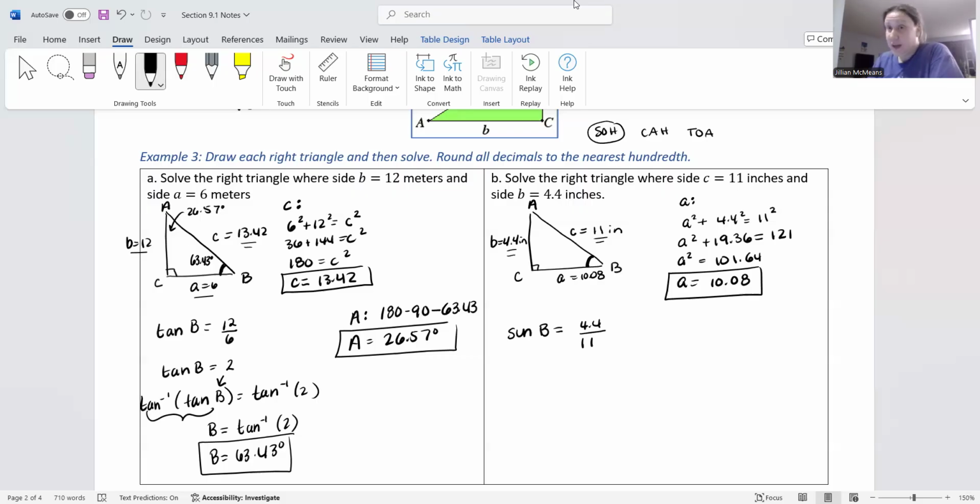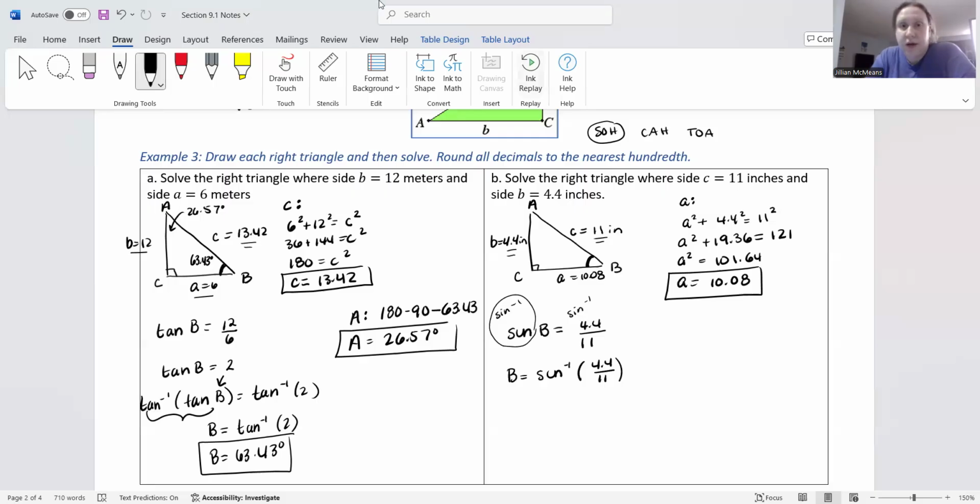I need to get the B alone. Okay, so remember, we can do that with sine inverse of both sides. And when we do the sine inverse of both sides, sine inverse just kind of wipes out sine, leaving me with just B. So I get B equals inverse sine, or sine inverse, I'm not going to worry about what you call it. And it's going to be inverse sine of 4.4 divided by 11. So let's see what we get here.